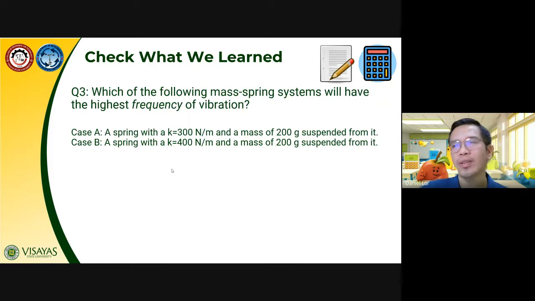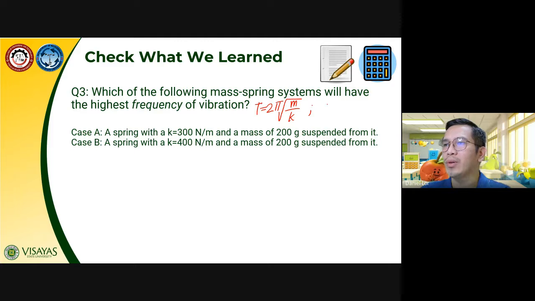Okay, for our second question, we have to choose between case A and case B. Which of the following mass spring systems will have the highest frequency of vibrations? So frequency, as we discussed in part 1 of our video, we already know that T is equal to 2 pi times square root of m divided by k.